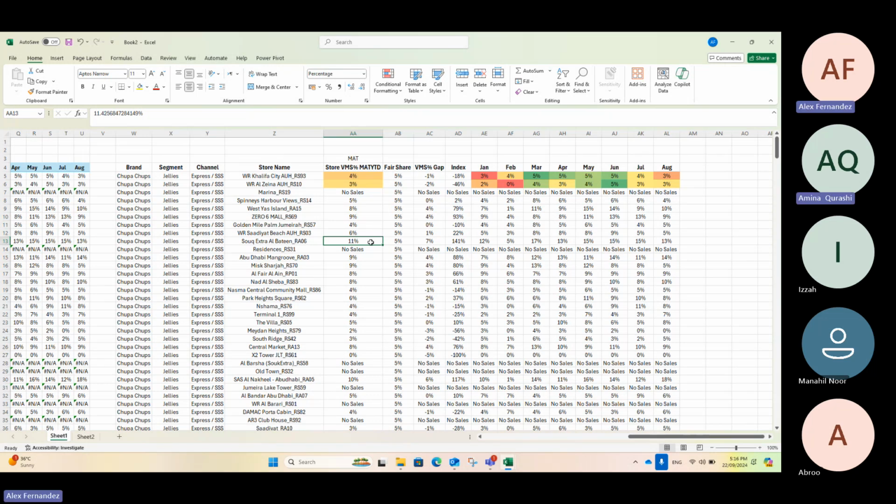Yes, in Souk Al Batin they have a market share of MAT of 11%, and as you see in January 12, in February it went down to 5, but in March 17, 13, 15, 15, 15, 13. So this kind of market share is above their fair share. Whatever you are doing in this store, you need to continue doing and take learning to apply to other express stores. Okay, I thought there is some problem with it. No, no problem. This is very good, if they are performing so well. Absolutely. Thank you.